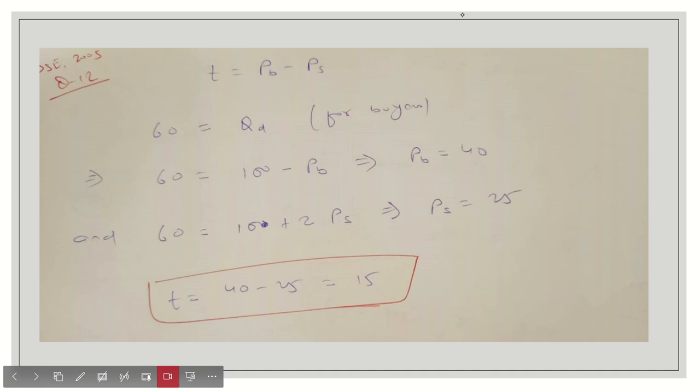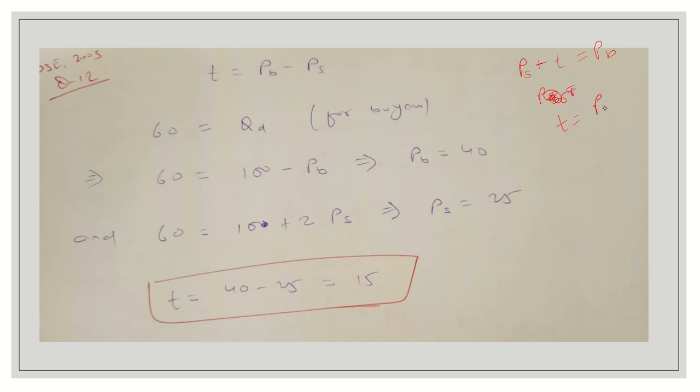Suppose that PB is the price for the buyers, and PS is the price for the sellers. Whenever the government introduces a tax, PS plus T is equal to the price of the buyers, PB. So we can write T is equal to PB minus PS. So tax is equal to the price of the buyer minus the price of the seller.